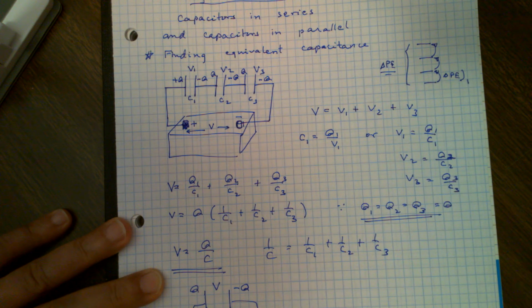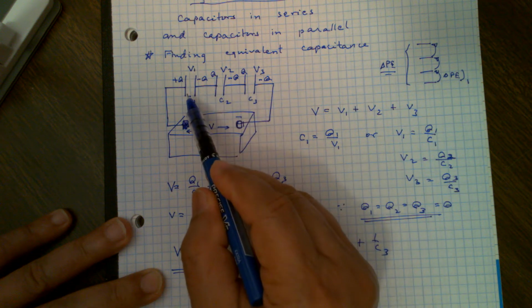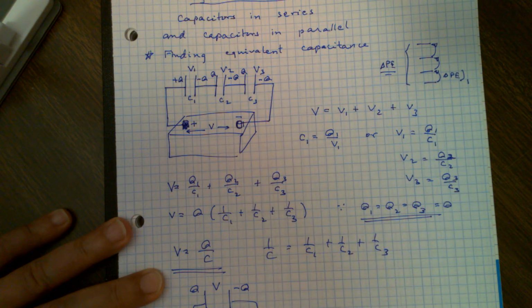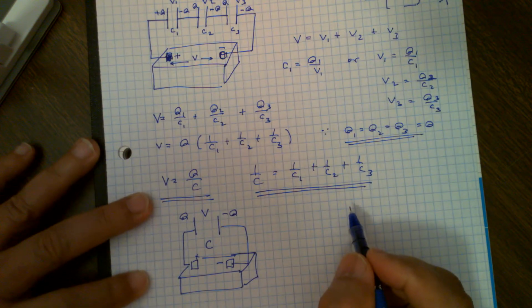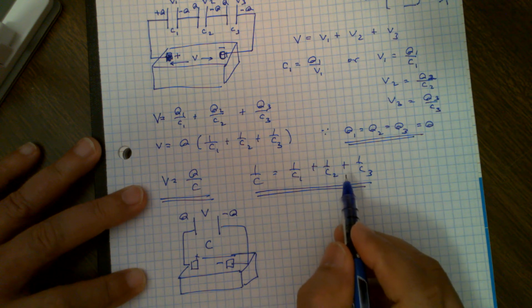So what it means is that by putting 3 capacitors like that, that's what we call in series, is equivalent to having one capacitor with capacitance given by C, where C is given by this formula. So that's why we call it equivalent capacitance. Okay? So for capacitors in series, the formula for finding the equivalent capacitance is 1 by C is equal to 1 by C1 plus 1 by C2, etc.